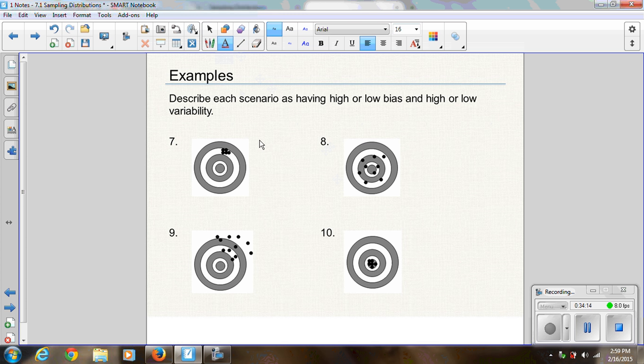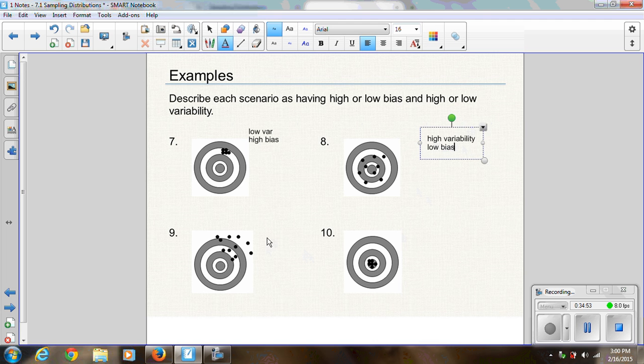Okay, so in the first one, notice in this case, all of the dots are really close together. That tells us that we have low variability. But they're all off-center, so none of them are hitting the bullseye. That means we have high bias. And number 8, notice how the dots are all over the place. That means that we have high variability. However, the dots, even though they're not right on the center, are spread evenly around the center. So this tells us that we have low bias. I should say bias, sorry.